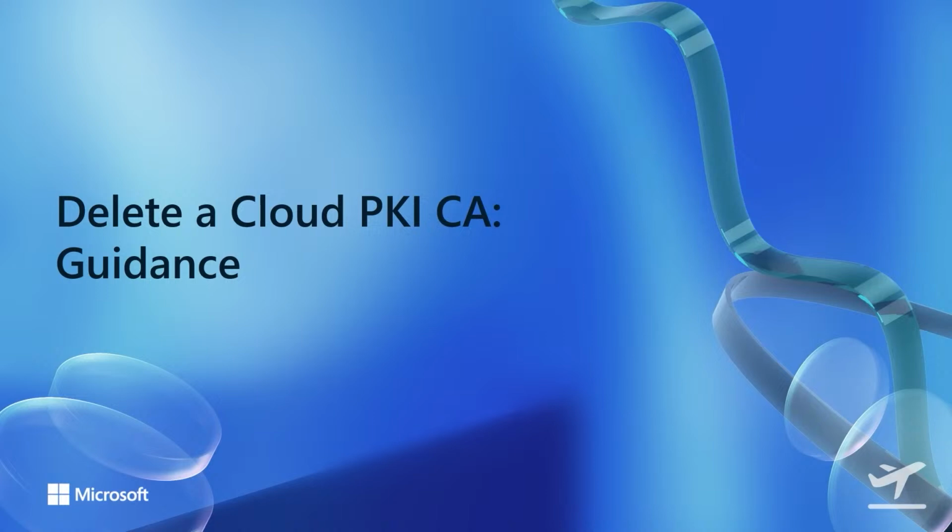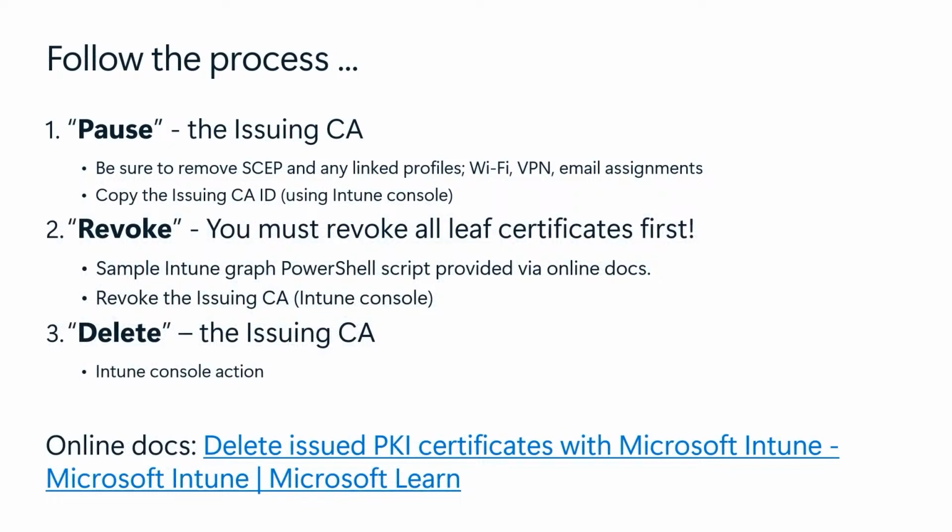All right, so let's talk about how to delete a Cloud PKI from within Intune, and what I think is some good guidance. It's all, again, documented online, but it's always good to see things up front. So follow the process. I've mapped it out here into 3 steps. Obviously, there are a few sub-component steps, but the first thing you're going to want to do is pause your issuing CA, right? And then after you pause it, you're going to want to remove any of the resource access linked profiles to the certificates, right?